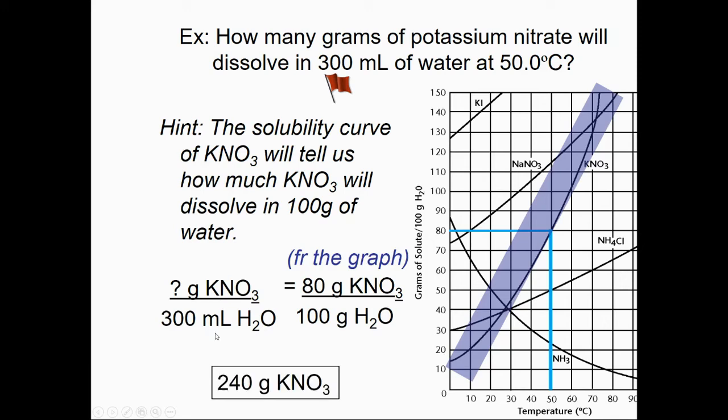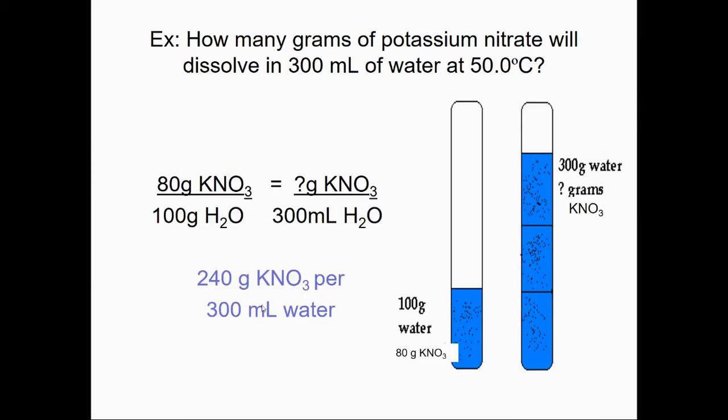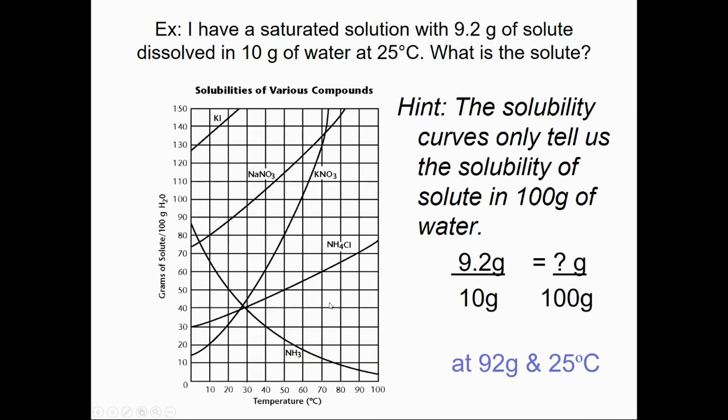That's 240. So for 100 grams we can do 80, and for 300 we could do 3 times as much. Another way of looking at it is if in 100 grams you can dissolve 80 grams of potassium nitrate, and you have 3 times as much water, then you can put in 3 times as much potassium nitrate, 240.